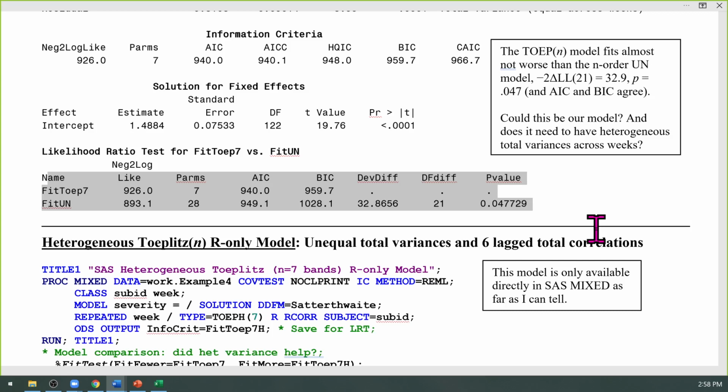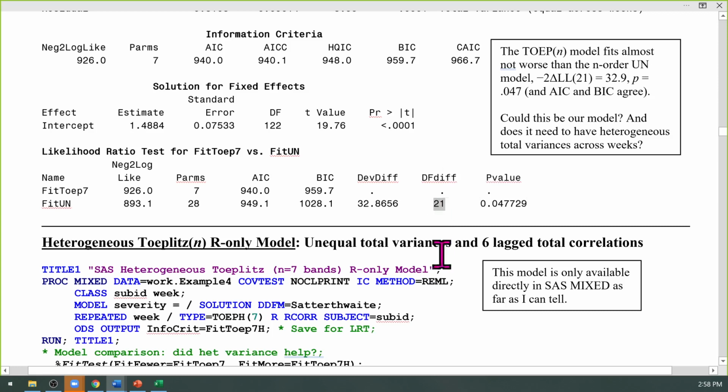Why am I displeased with a significant p-value? That means there's a significant difference between the two models. So yeah, unstructured still fits better. Unstructured still fits better by this much. So even though I've saved a bunch of parameters, it looks like it's still not quite where I would want it to be. So yeah, my model with the Toeplitz structure fits significantly worse.